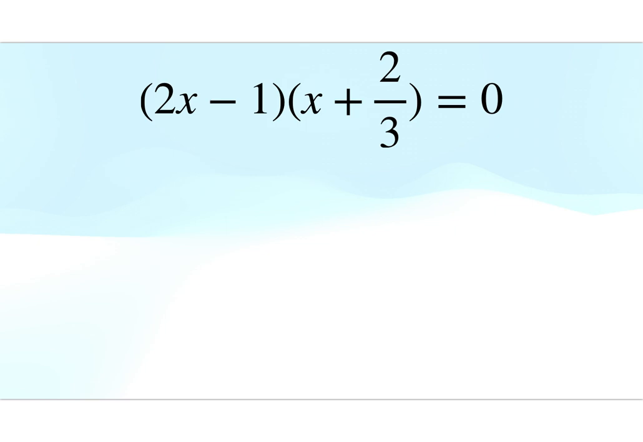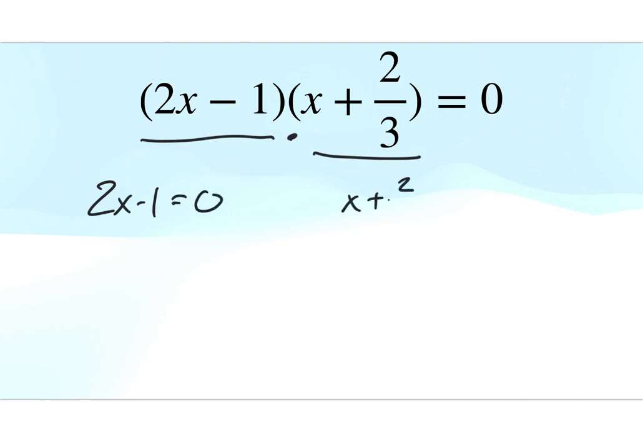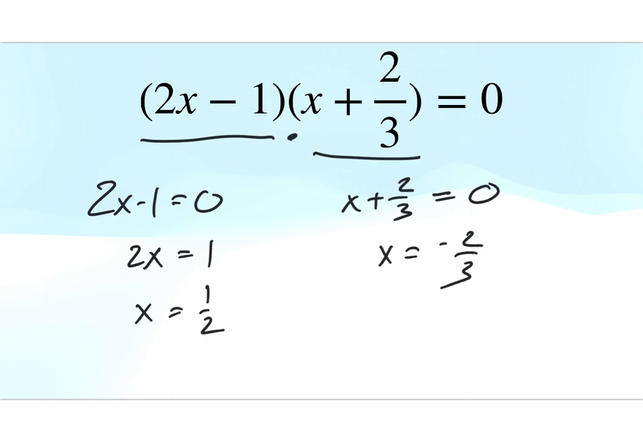So here, this is already factored. A common mistake is people are going to look at this and say, oh, I need to FOIL this out, and you would be actually defeating the purpose. Here I'm looking and saying I have two things, this thing multiplied by this thing, multiplies to 0. And that means either 2x minus 1 is equal to 0, or x plus 2/3 is equal to 0. So 2x equals 1, x equals 1/2. Here, x equals negative 2/3 for the two answers.